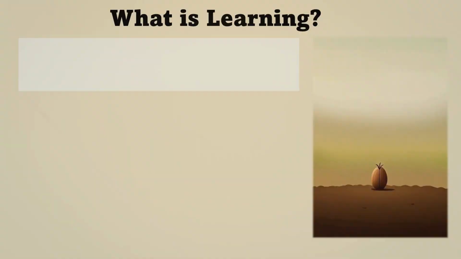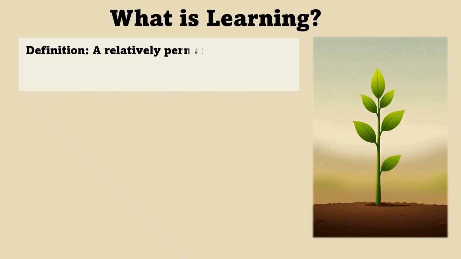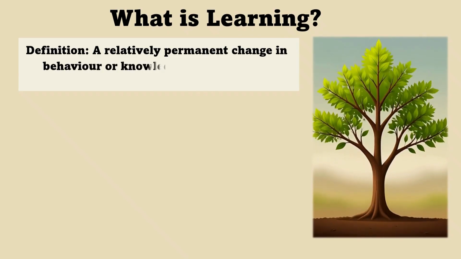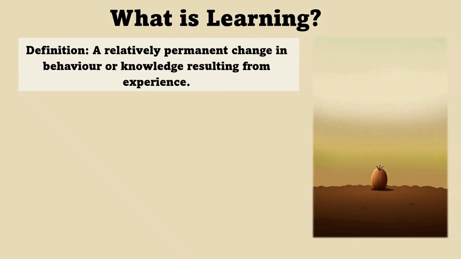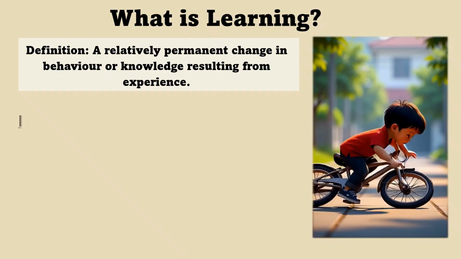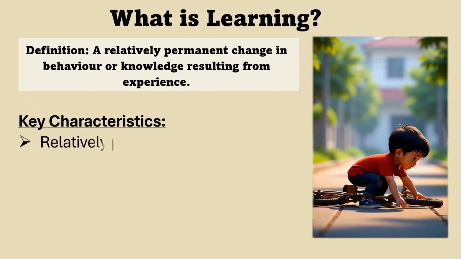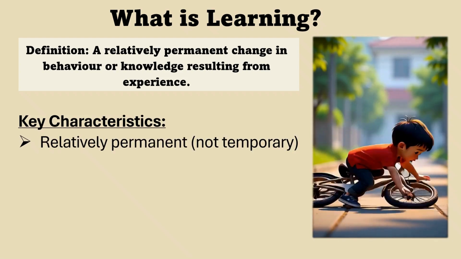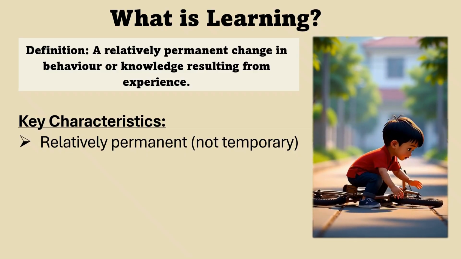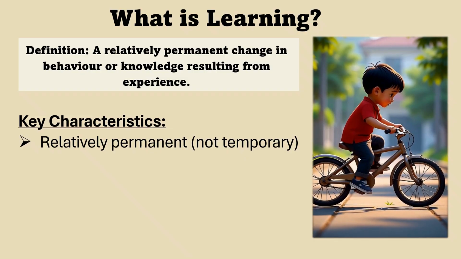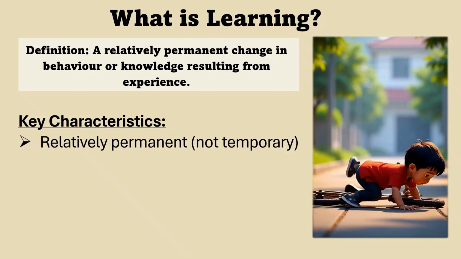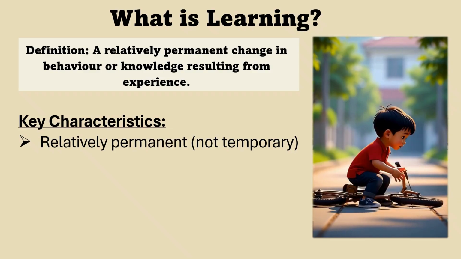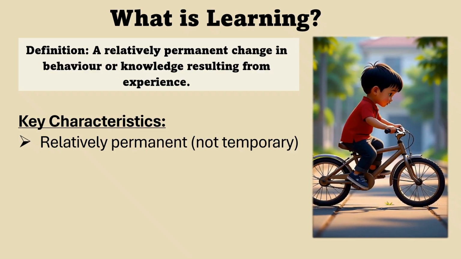Let's begin. Learning refers to a relatively permanent change in behavior or knowledge that results from experience. Let me emphasize the key components of this definition. First, the change is relatively permanent. This distinguishes learning from temporary changes like fatigue. When you learn to ride a bicycle, that skill stays with you, even if you don't practice for years.